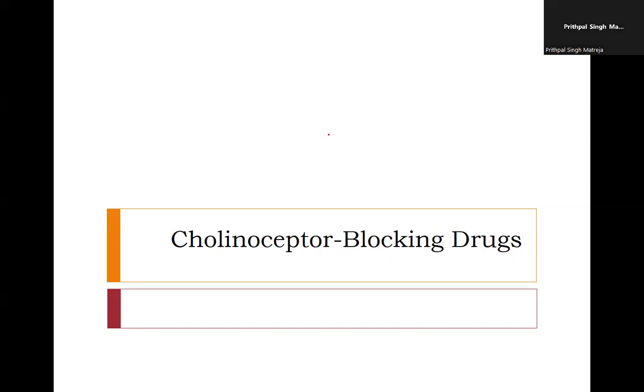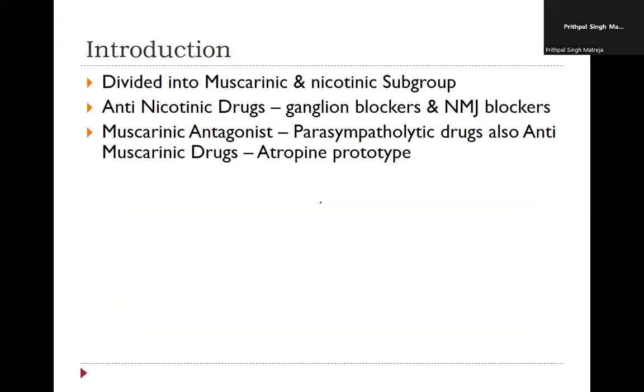So we start with the cholinesterase blocking drugs or anticholinergic drugs. Now these drugs have been divided into muscarinic and nicotinic subgroups. If we go back to the section on cholinergics, we said that acetylcholine binds to two types of receptors, the nicotinic receptors and the muscarinic receptors. A drug acting on the muscarinic receptor and increasing its activity is an agonist, whereas a drug inhibiting the activity of an agonist is an antagonist.